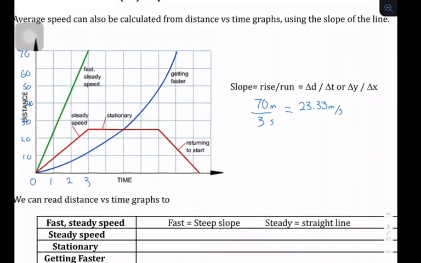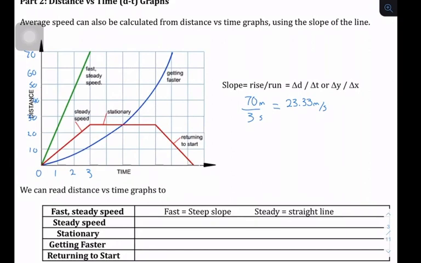When we talk about that red line, it goes up 25 meters in the same 3 seconds, and that ends up being 8.3. So these speeds were calculated just by finding the slope of the line. And to find the slope of the line, you find a change in y divided by a change in x. The steeper a line is, the faster an object's going.